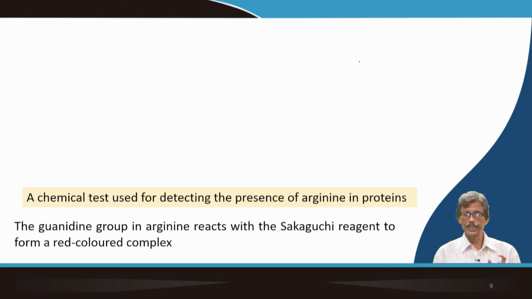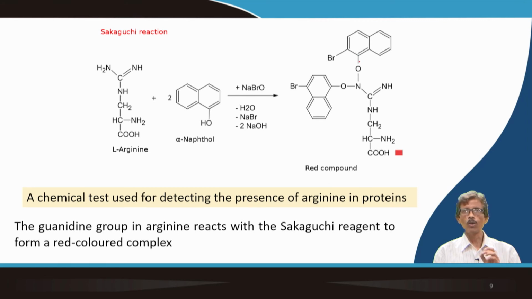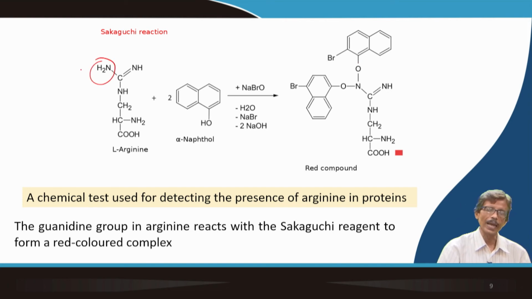But what is that reagent? It is a very simple reagent, nothing but 1-naphthol or alpha naphthol along with sodium hypobromite, NaOBr or NaBrO, in the presence of a base. So if you have L-arginine, you have this functional group. This NH2 function can be derivatized by attachment of the naphthol unit through O minus, as well as bromination of the para position of the naphthol ring, giving a red colored complex. You can detect that visually, or quantify spectrophotometrically the amount of arginine present in that particular protein molecule.